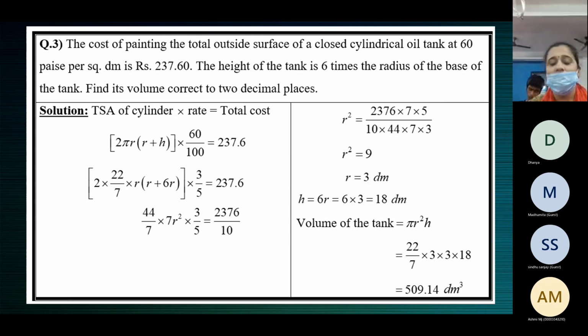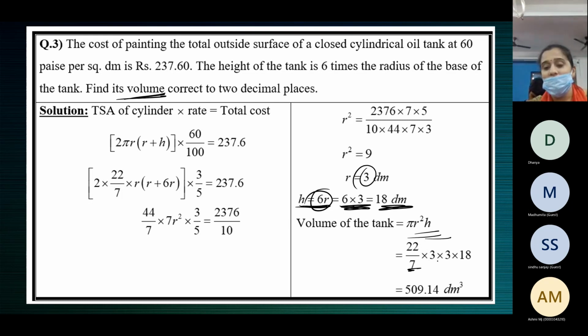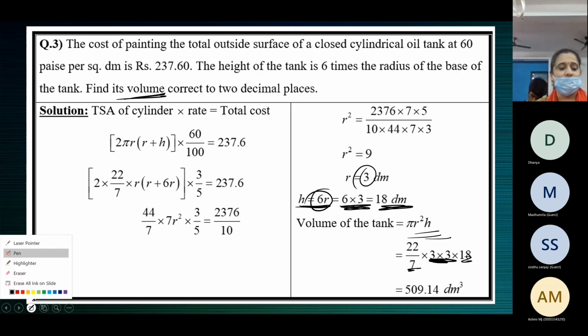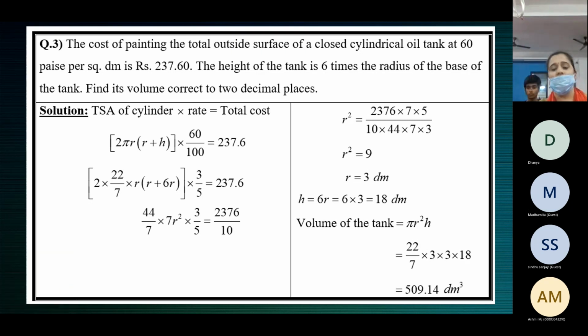So r is 3, meaning the radius of the cylinder is 3. And what is height? 6 times r. So 6 into 3, height is 18 decimeter. Now the question is to find the volume. Volume is equal to pi r square h. So 22 by 7 into 3 square into h, 18. Up to 2 decimal places, 509.14 decimeter cubed. They have not asked you to convert it to centimeter cube or meter cube, so leave it like that.